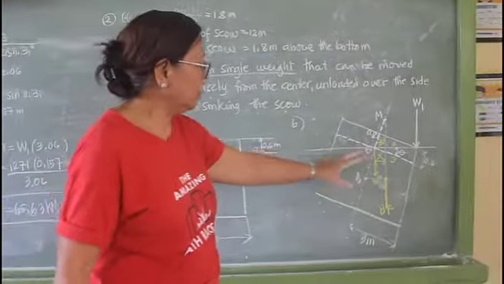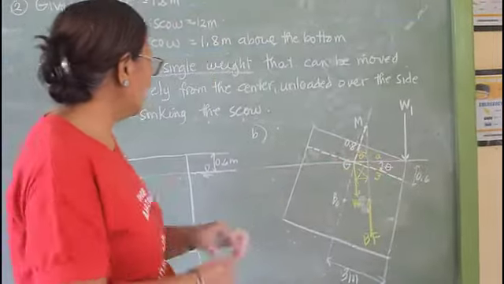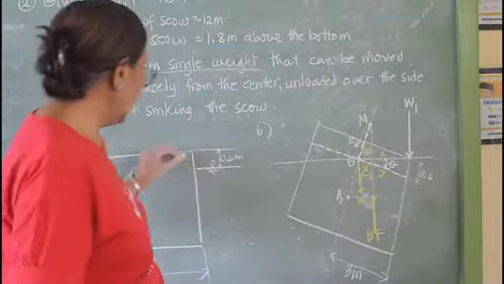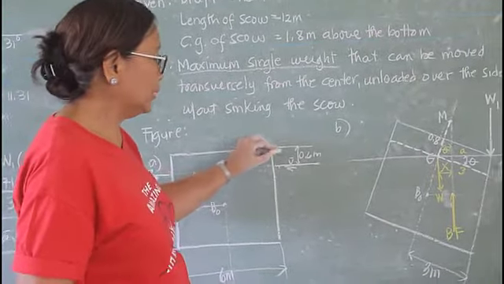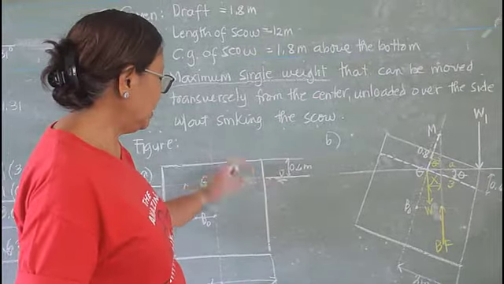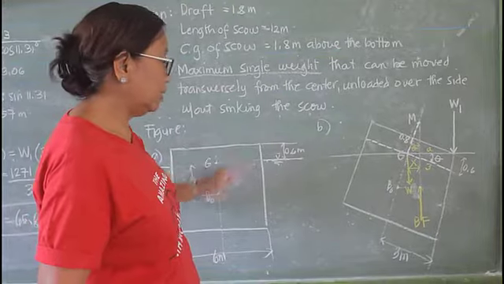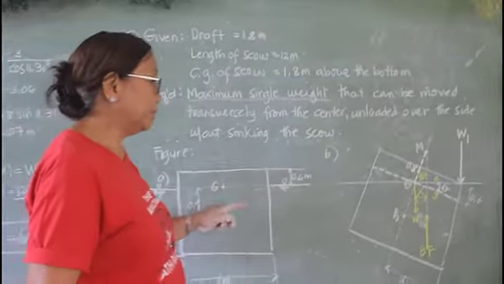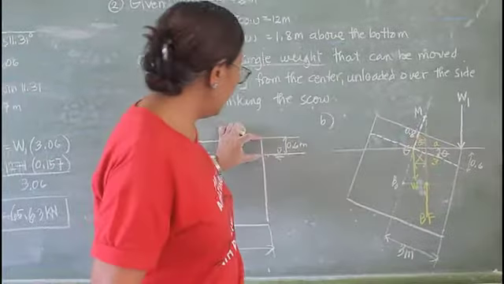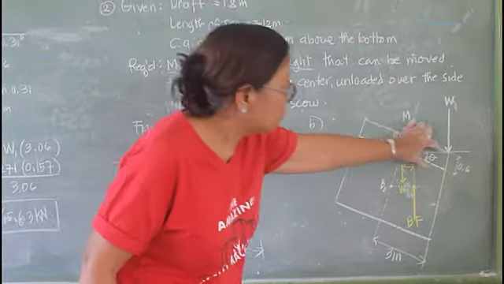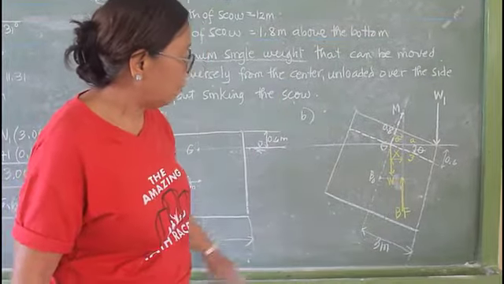Now this is the W1 that moved. So that without sinking, this part here is just at the water. Okay, only this will be submerged. Because if it goes beyond, this 0.6 above the water, if it is exceeded, that could be the possible submergence of the entire scow. So this is the 0.6 above the water surface, just at the verge of submergence. So this is now our figure number 2.